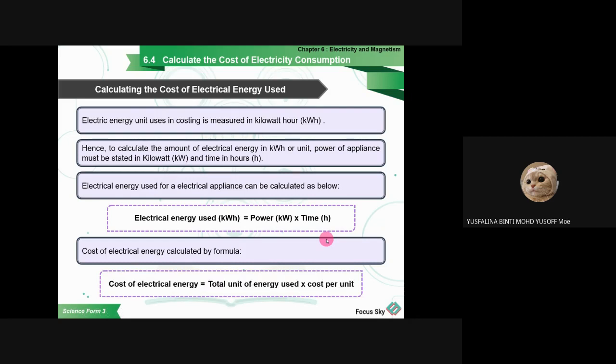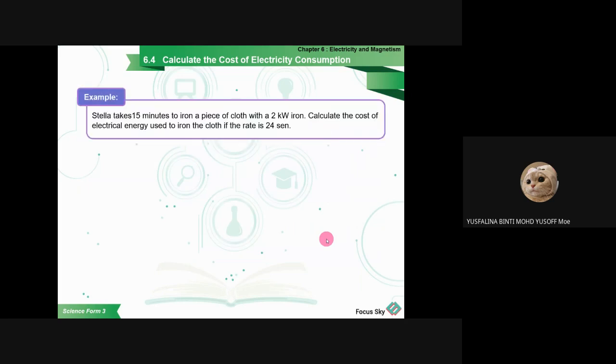Okay, so the total unit of energy used times the cost per unit. Okay, so this is the example. Let's say Stella takes 50 minutes to iron a piece of clothes with a 2 kilowatt iron. Calculate the cost of electrical energy used to iron the clothes if the rate is 24 cents. So how do we calculate this one?